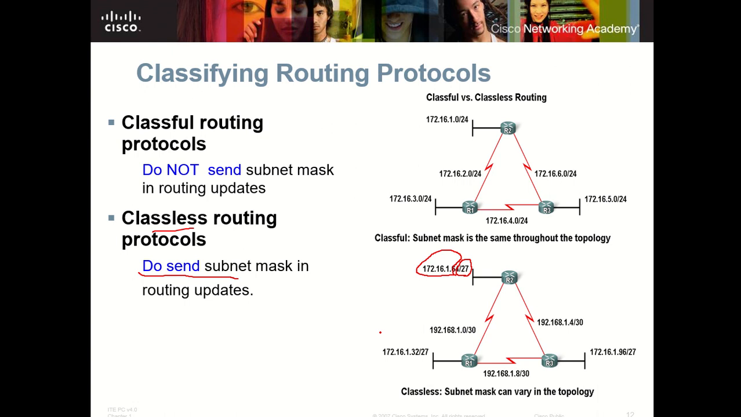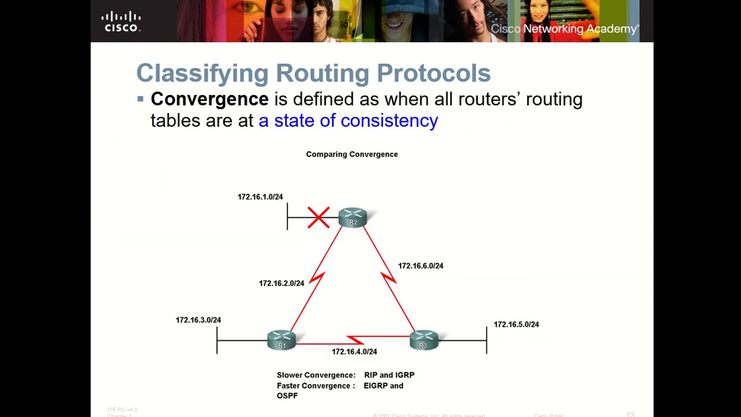Like class C, which should be only 254 hosts, class B, which is around 1,000 and so on and so forth. We have this term convergence. This is defined as when all routers' routing tables are at the state of consistency. So that is when a router knows what happened to its neighbors and what is happening in its surrounding network. That's the time we can say that our network has converged.